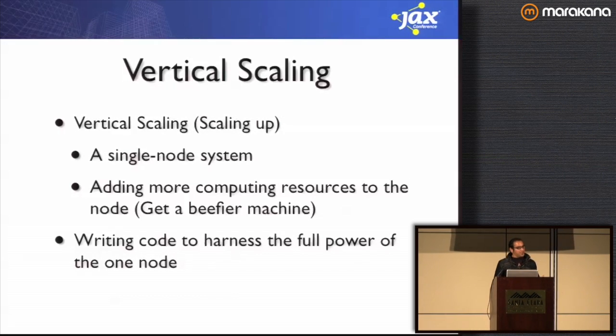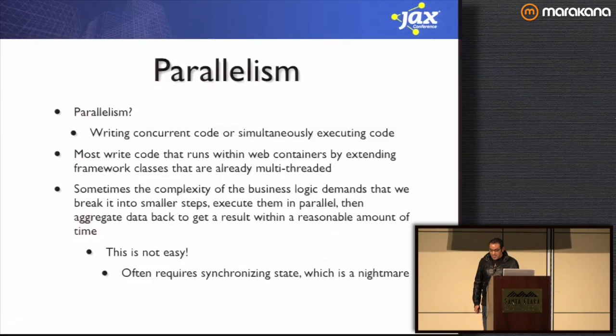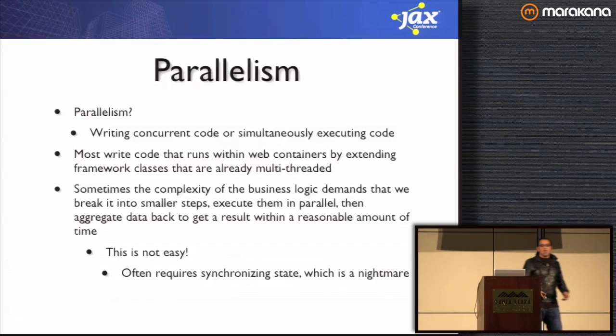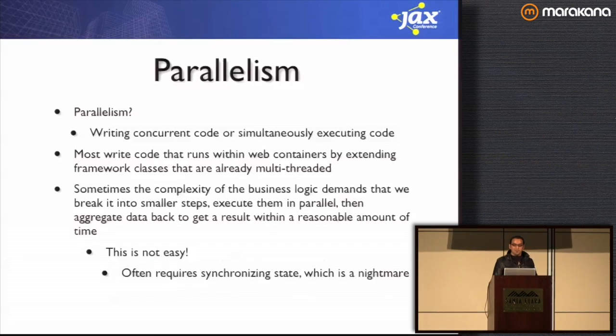What scaling up your application is about is writing code to harness the full power of the one node, by writing code that is parallel, or parallelism, which is writing concurrent code or code that executes in a concurrent way. Most of us are used to writing code that runs within web containers by extending one class or another one, that becomes multi-threaded just by extending a particular class because we depend on these frameworks.